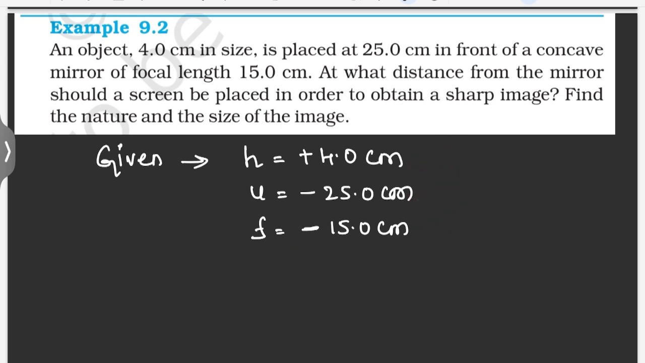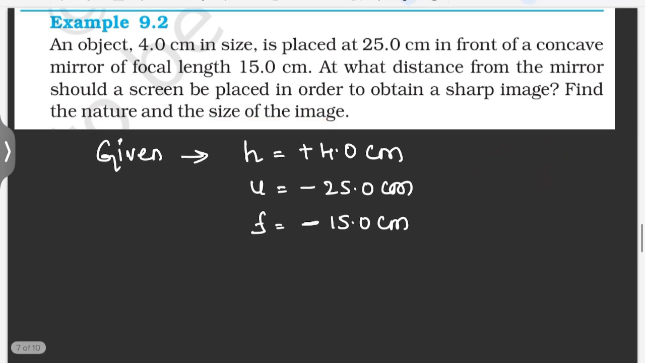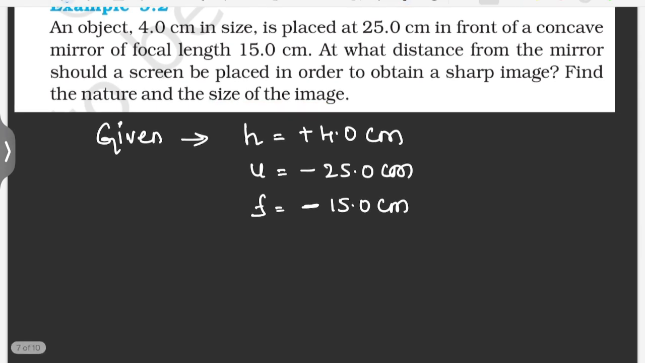What you have to find is at what distance from the mirror a screen should be placed in order to obtain a sharp image. So you have to calculate at what distance the image is formed, that is, we have to find v. And then they have asked to find the nature and size of the image. So let us write the mirror formula first. What is the mirror formula? 1 by v plus 1 by u is equal to 1 by f.